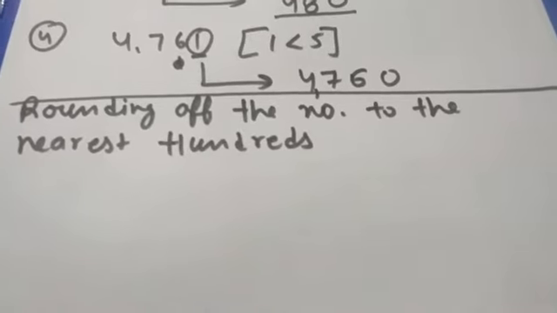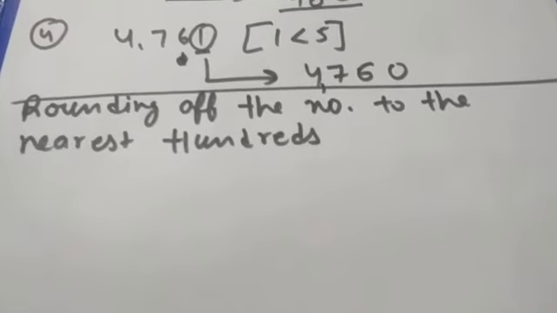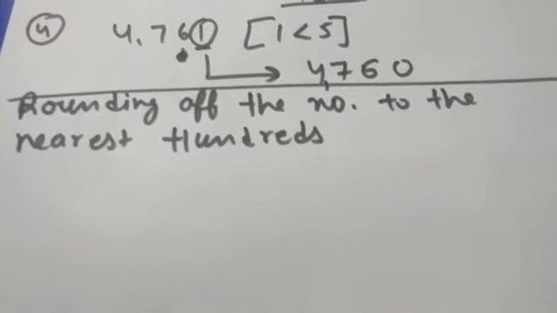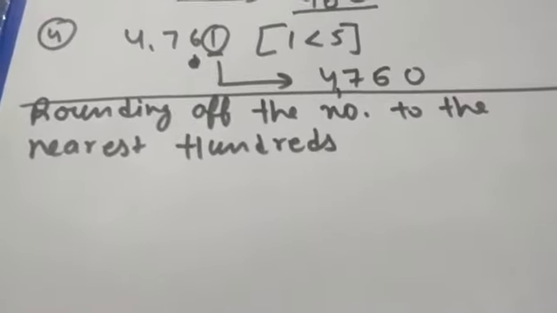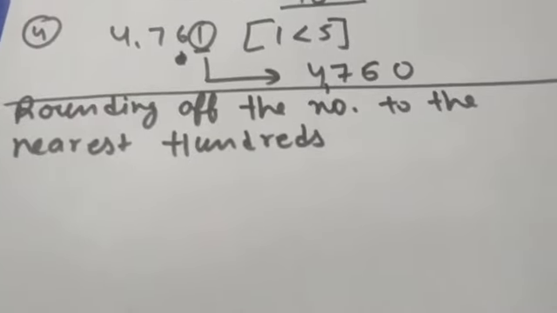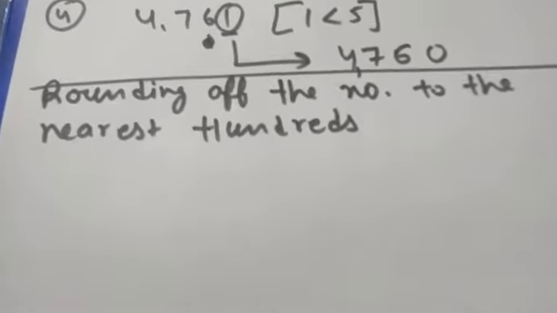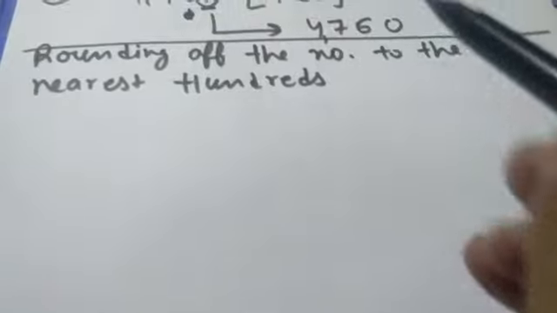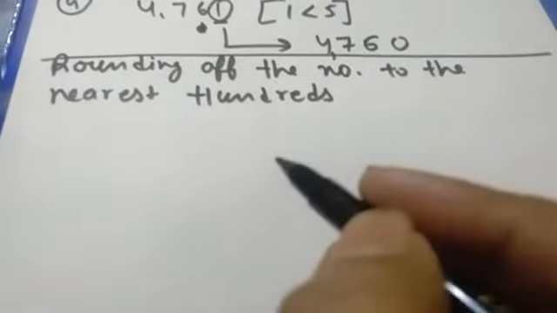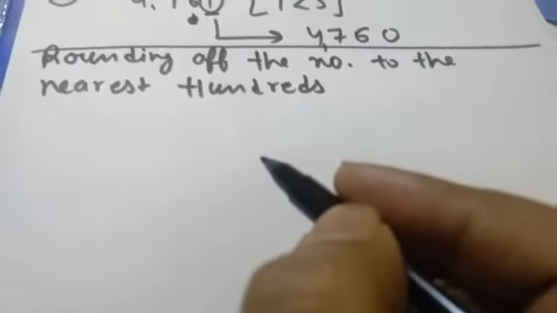In the last video, we had discussed estimation and how to round the numbers to the nearest tens. Today, in this video, we are going to learn to round the numbers to the nearest hundreds. The rules are very common. If I take some examples, you will easily understand how it is done. Remember, today we are going to learn how to round the given number to the nearest hundreds.